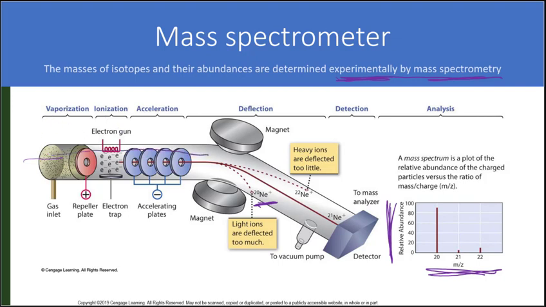vaporize first, ionize, accelerate through these plates, and then the heavy ions are deflected not as much. So we can see the heavier, like the neon 22, that's the heaviest mass, and we can see the neon 22 shown in the plot. We've got neon 20, which is the greater of the three abundances, and then we have neon 21. So we've got three different isotopes being shown here.